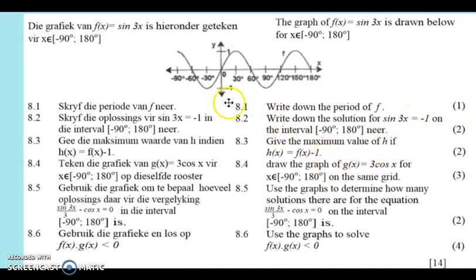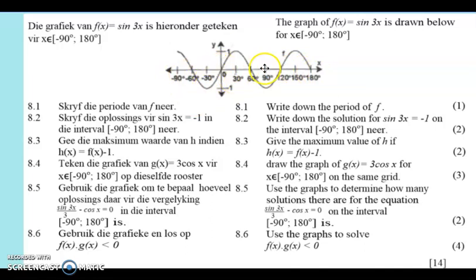If I know my rules, here I have negative 1. So over here, sine 3x is negative 1. Over here, sine 3x is negative 1. And the interval that they're talking about is negative 90 and 180. Be very careful of the interval. They could say where x is positive only. But in this case, they want to know from negative 90 up till 180 degrees.